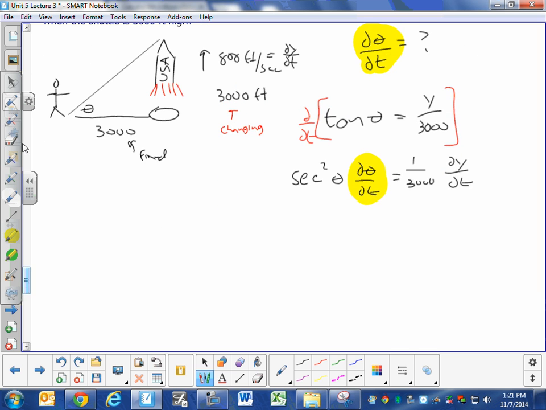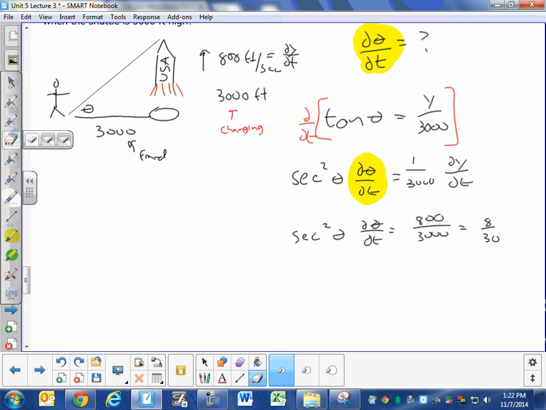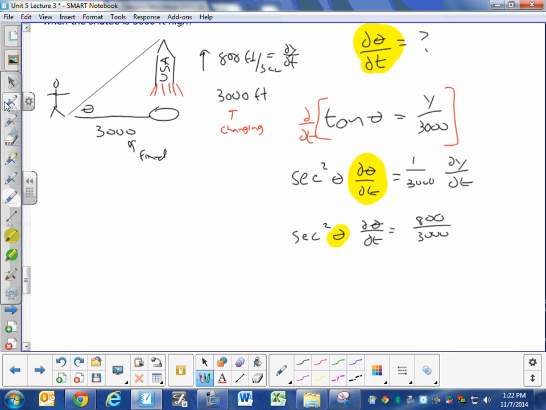Well, I know what dy/dt is. It's 800. So that's 8 over 30. What am I missing? The theta. I can't figure out what d theta/dt is until I know what theta is. Now, in this situation, it's easy. I have an isosceles triangle, 3,000 and 3,000. I know that has to be pi over 4.